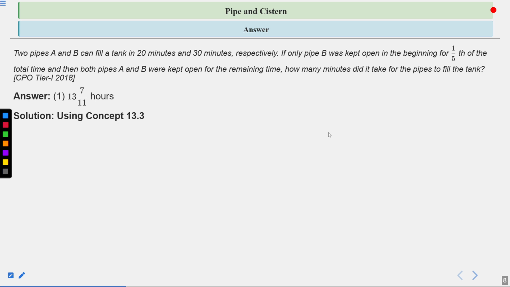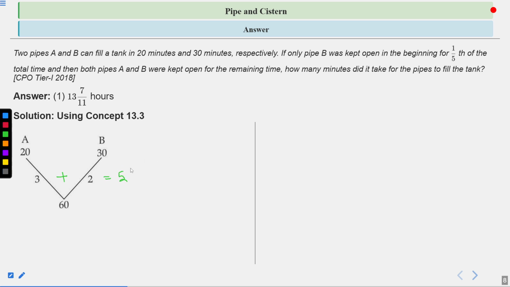Now see the detailed solution using concept 13.3 in this question. So we take the LCM of 20 and 30, which is 60. We get the efficiency of A and B, which is 3 and 2 units. Now we can also calculate the total time taken by A and B together, because the combined efficiency will become 3 plus 2, which equals 5 units. Dividing 60 units by 5, we get 12 hours.